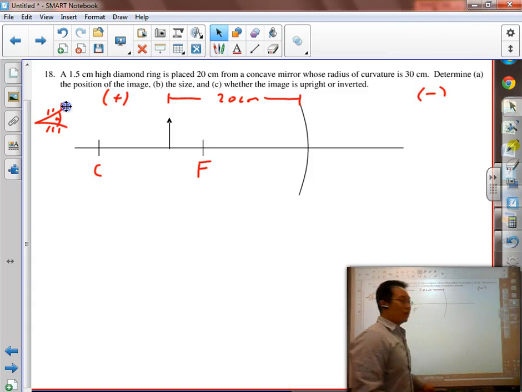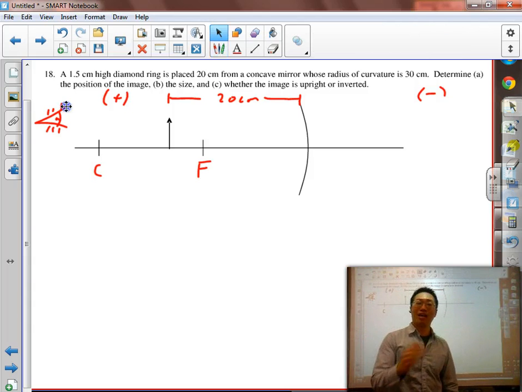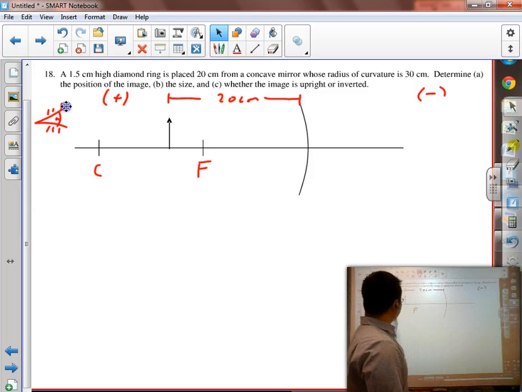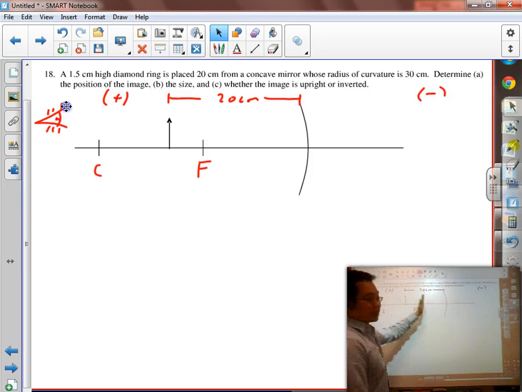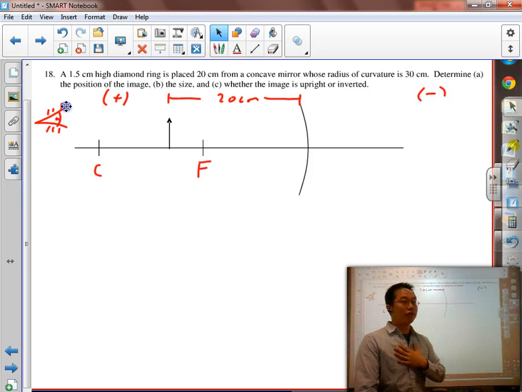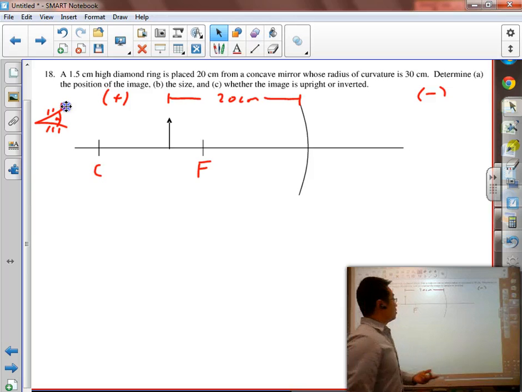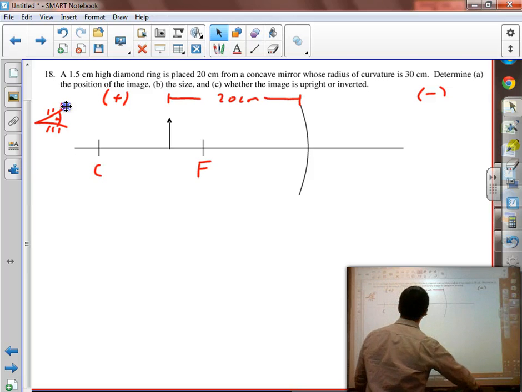Whenever you do a problem, you should try to draw it first if you have the opportunity to do so. Then, when you do your math, it should match up with your drawing. In this case, we can see that the object is behind the focal point, and it's going to produce a real image. But it's close to the focal point, so the image is going to be larger. So it's going to be a larger upside-down image. Let's see if that works out.